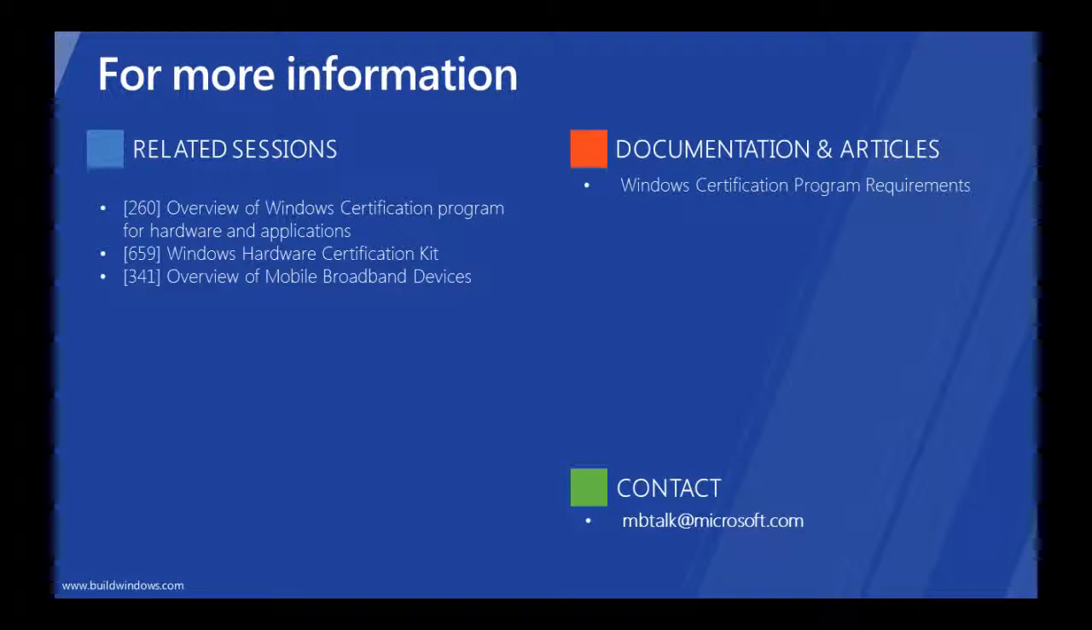So for more information, you can check out the related sessions. Session number 260, Overview of Windows Certification Program for Hardware and Applications. Session number 659, Windows Hardware Certification Kit. Session number 341, Overview of Mobile Broadband Devices. For certification program requirements, you can walk through the documentation from Windows Certification Program.